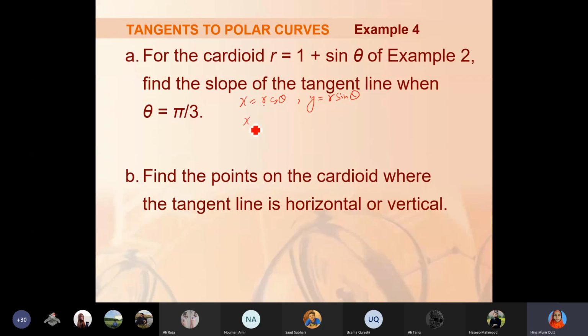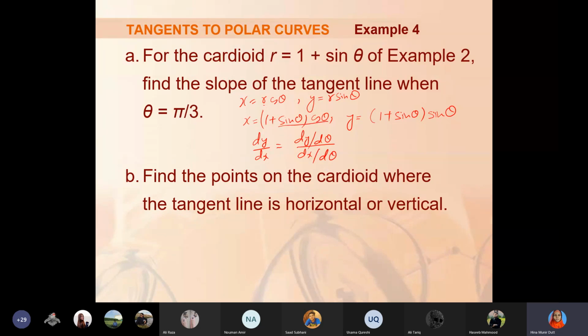Replace r with 1 plus sine theta cos theta, and replace 1 plus r with 1 plus sine theta, which is equal to sine theta. Now you have to find dy over dx, which is equal to dy over d theta divided by dx over d theta. Now find dy over d theta from here, which is equal to cos theta minus 1 plus sine theta and minus sine theta.